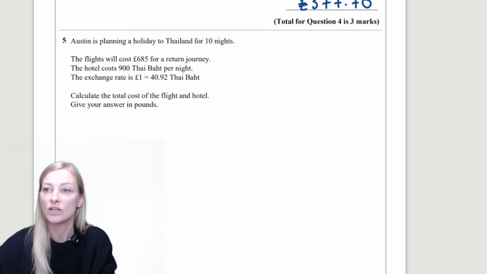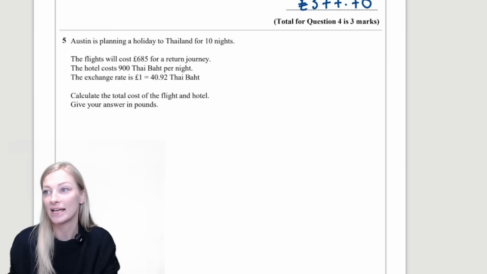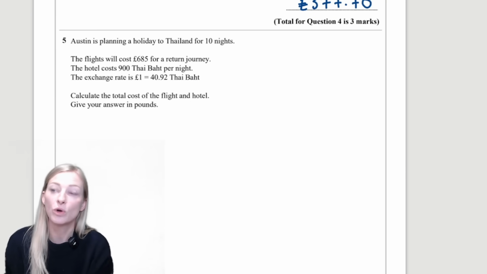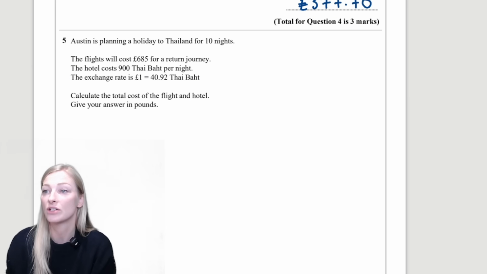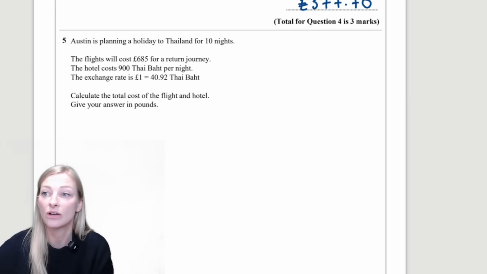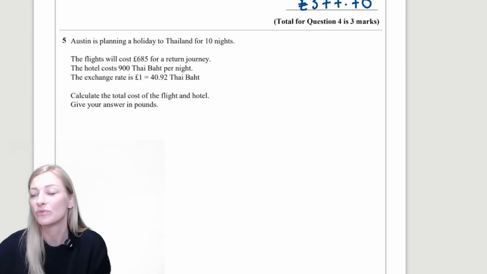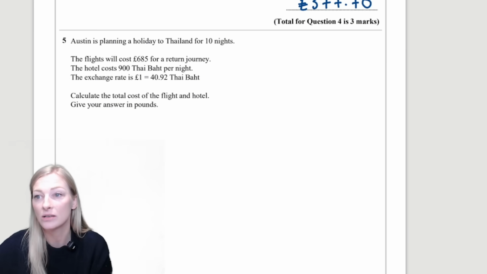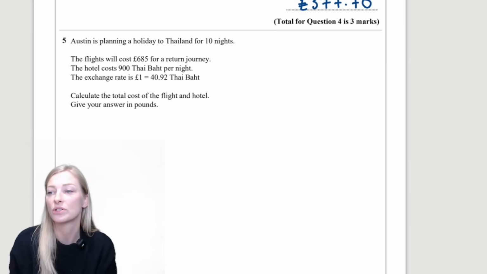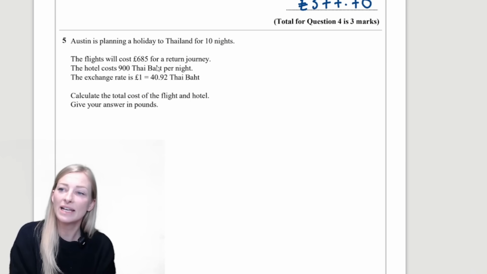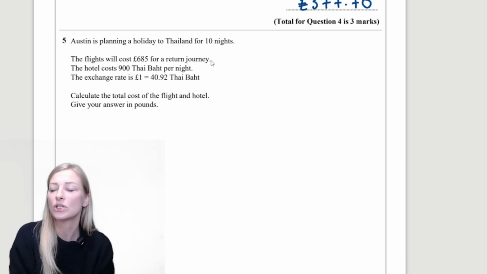Question number 5. Austin is planning a holiday to Thailand for 10 nights. The flights will cost £685 for a return journey. The hotel costs 900 Thai baht per night. The exchange rate is £1 is 40.92 Thai baht. Calculate the total cost of the flight and the hotel. Give your answer in pounds. So we already have the return journey in pounds. What we want to now work out is the cost of the hotel.